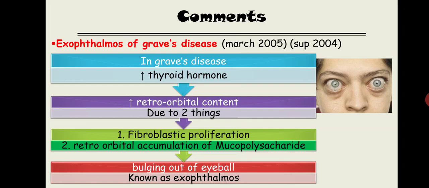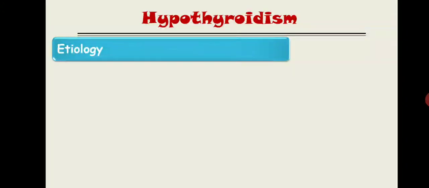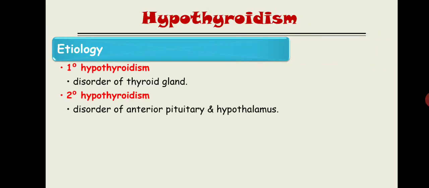Now the next portion of the applied aspect is hypothyroidism. What is hypothyroidism? Obviously, as the name suggests, it is decreased thyroid hormone level. As far as the etiology, the causes of hypothyroidism are concerned, there are two types: primary and secondary. As I told you earlier, primary means there is a problem in the gland itself. Secondary means there is a problem at the higher level. So primary hypothyroidism is a disorder of the thyroid gland, and secondary hypothyroidism is a disorder at the anterior pituitary or hypothalamus level.